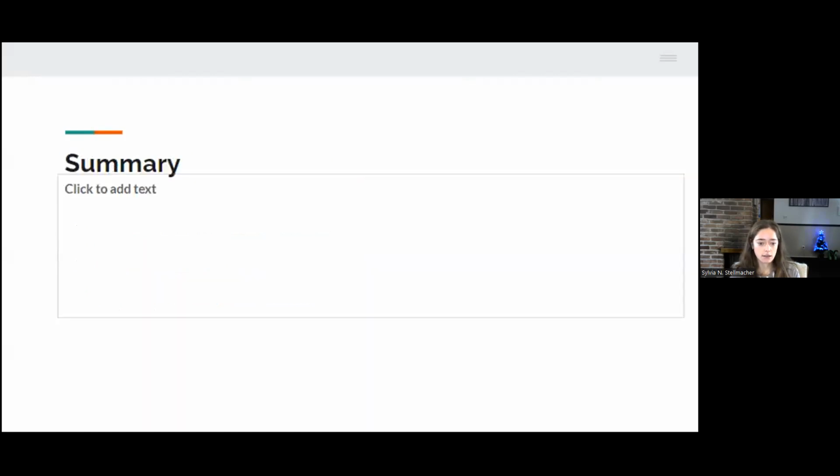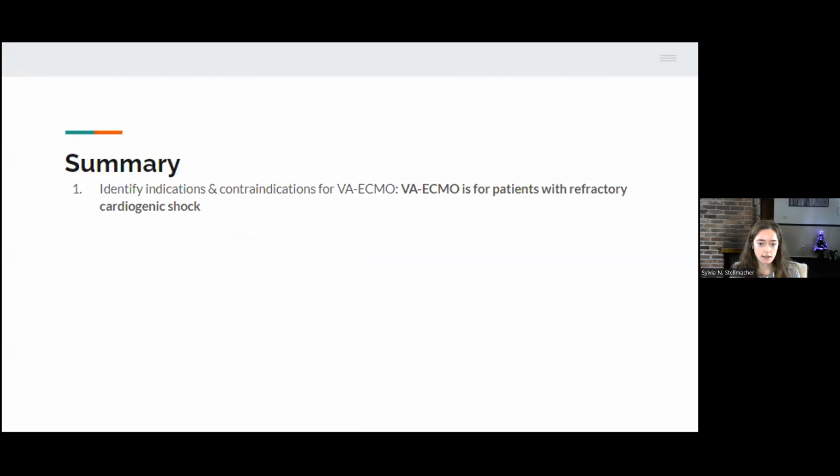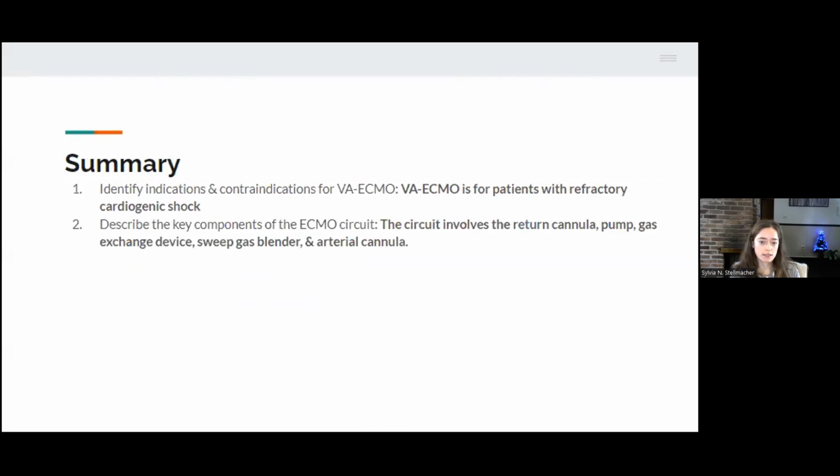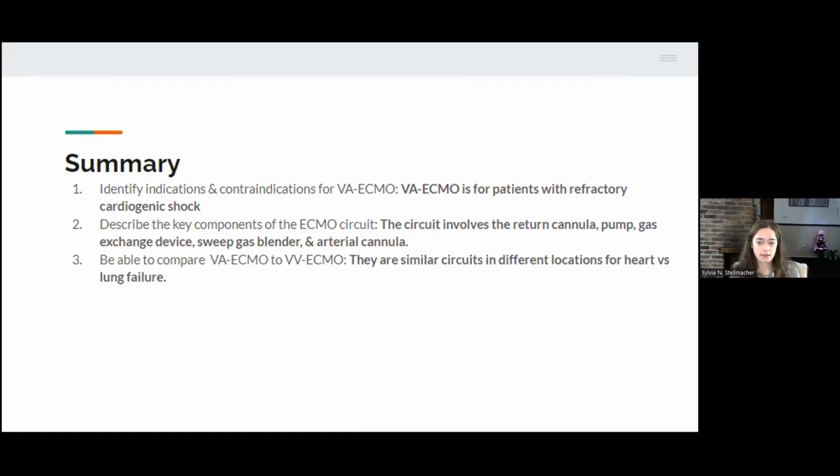All righty. Well, to summarize, we went through the indications and contraindications for VA-ECMO. It's for patients with refractory cardiogenic shock. We went through the key components of the ECMO circuit, which involves the return cannula, the pump, the gas exchange device, the sweep gas blender, and the arterial cannula. We compared the VA-ECMO circuit to the VV-ECMO circuit. They're similar circuits, but in different locations, providing oxygenated blood in the setting of heart or lung failure.